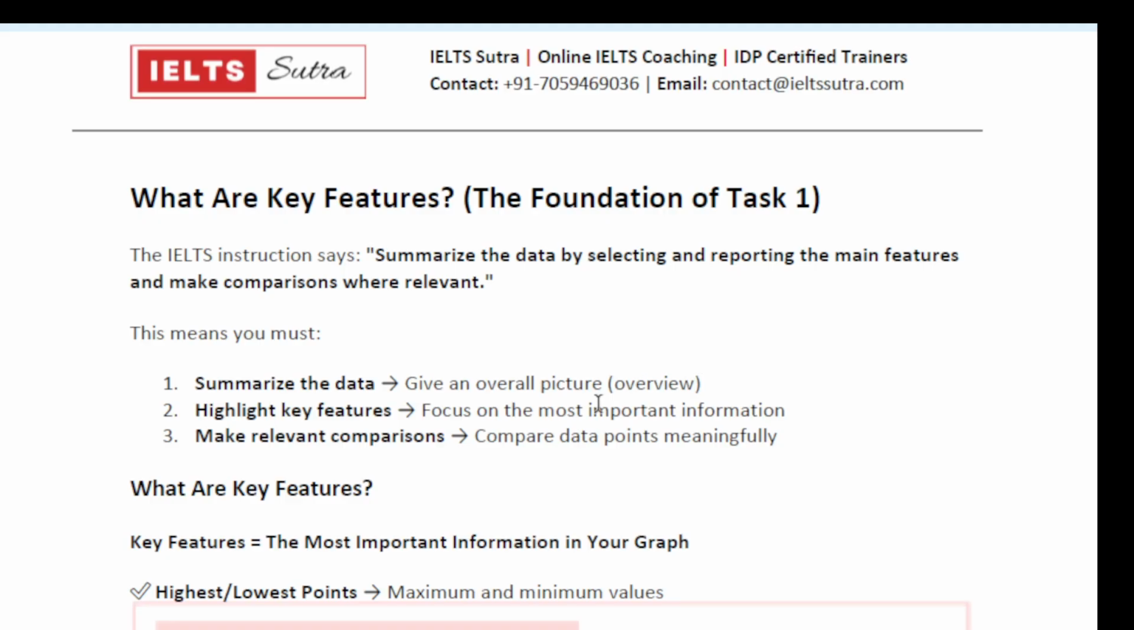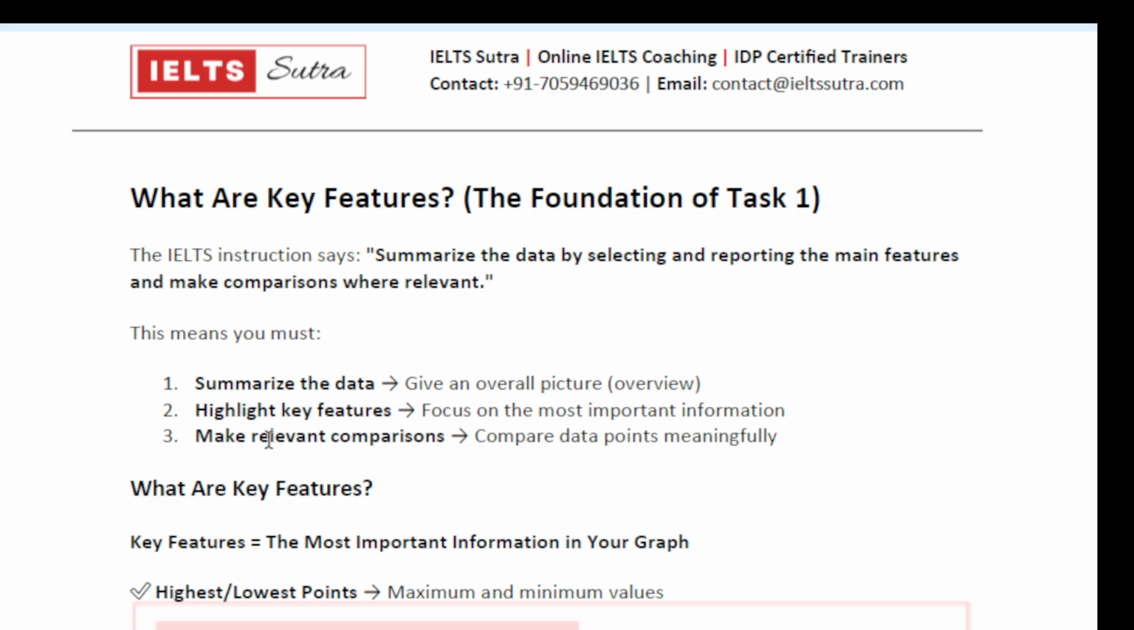Second, we have to highlight the key features. Now, when you say that we have to highlight the key features, key features can be of different types. We will deep dive into that later on. So basically, you have to make sure that every single detail that is important for the data, that is important in the graph, is presented in your report writing.